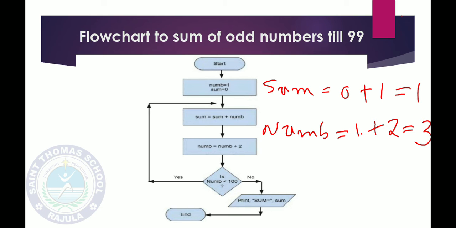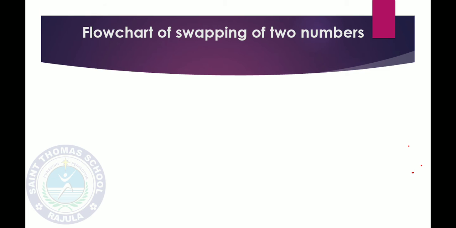Then after that, the next flowchart we are going to discuss is the flowchart of swapping of two numbers. Means two numbers, suppose we have number 1 and number 2. In number 1 we have stored the value 10 and in number 2 we have stored the value 20.